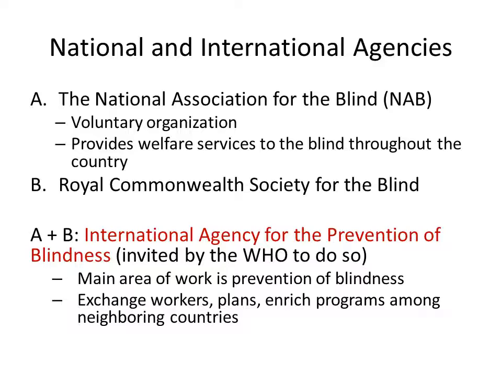WHO invited the national and international agencies to combine to form an International Agency for the Prevention of Blindness. The main area for this agency is prevention of blindness, and activities include exchange of workers and of plans, and enriching each other's blindness control programs, etc.